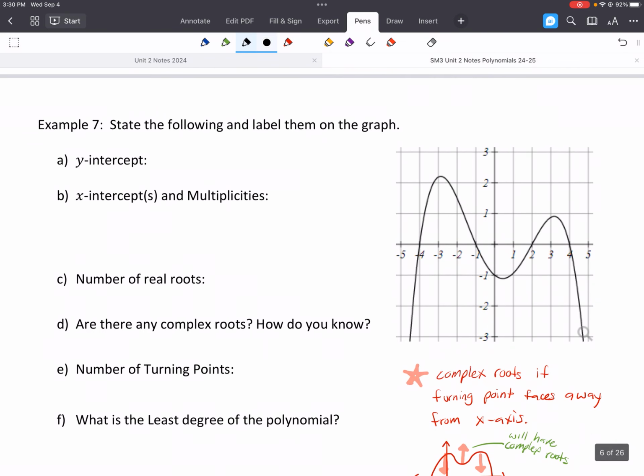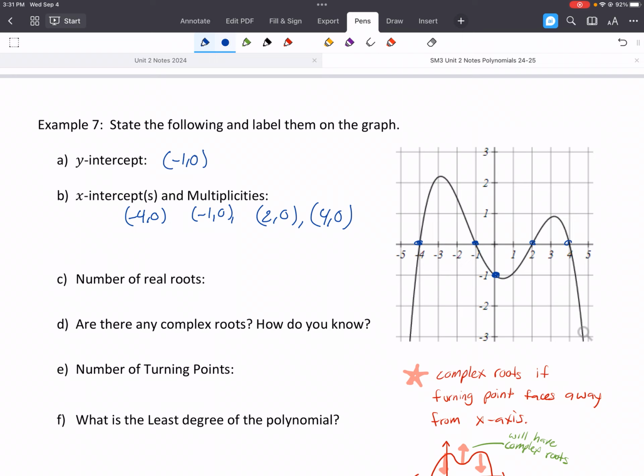All right, last thing, I know this is kind of long. Let's see if we can answer these questions from a graph. So the y-intercept would be (0, -1), just by looking. Our x-intercepts, we've got 4 of those. So we'd have one at (-4, 0), (-1, 0), (2, 0), and (4, 0).